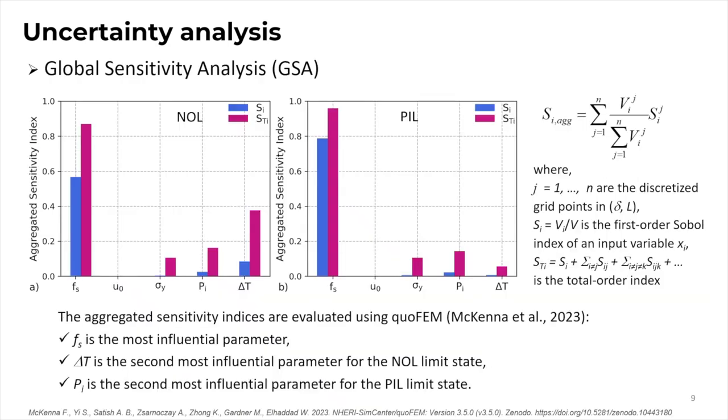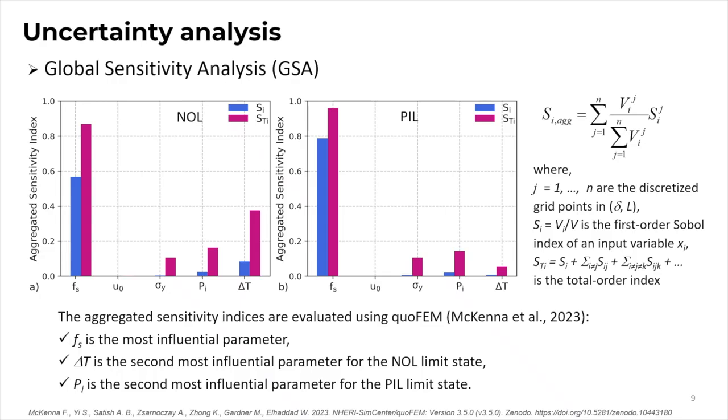The adopted global sensitivity analysis procedure is based on the Sobol's variance decomposition method, in which the total variance of the model output is decomposed into component variances resulting from individual parameters and their interactions. The Sobol indices of the random input variables corresponding to each level of permanent ground deformation demand are evaluated using the quantified uncertainty with optimization for finite element method, QFM. The obtained output results are combined through variance-based weighting, giving the aggregated sensitivity indexes.